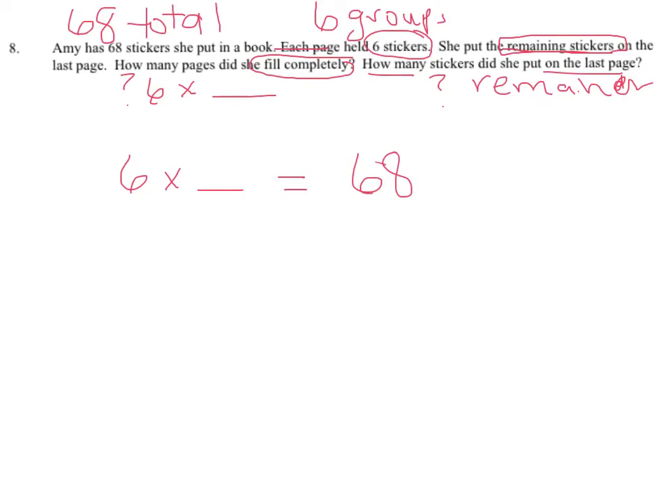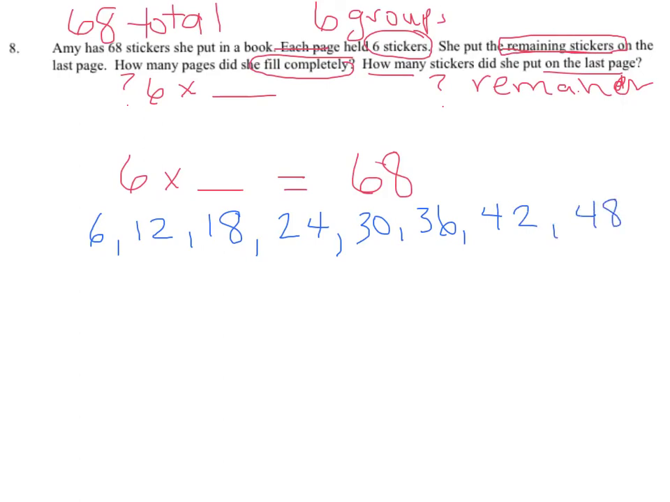Well, what do I do if I don't know my basic fact? I find my multiples. 6, 12, 18. 18 plus 6 is 24. Keep going. 30, good. 36, 42, 48, 54, 60, 66, and I can't go to 68. So I know to stop at 66.